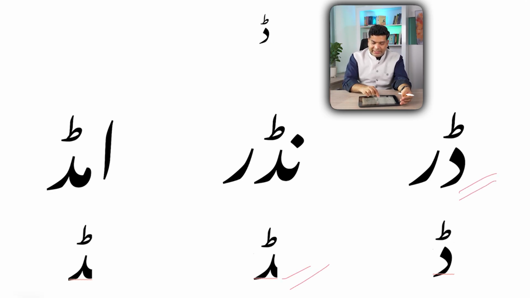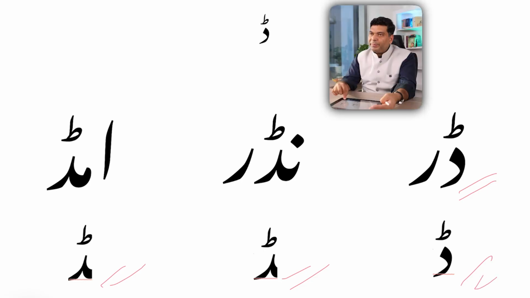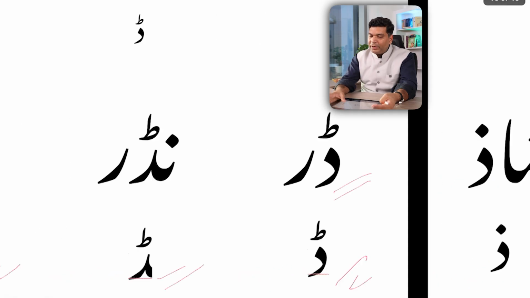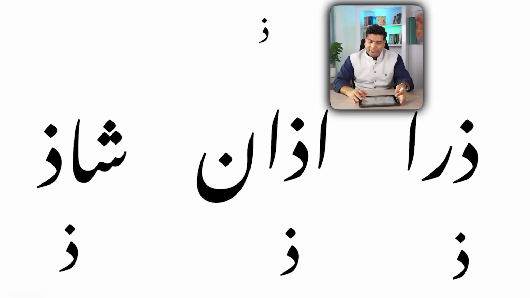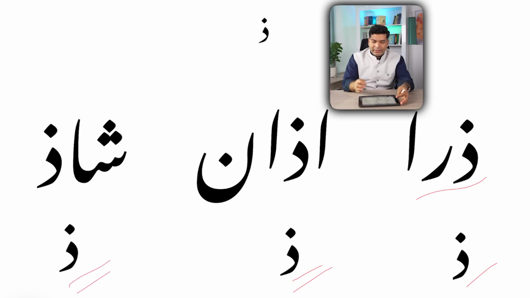In the middle, which is in Nidar, and in the third word, which is Umad, it appears similarly. So it is a very similar representation and does not change shape, whether in the beginning, middle, or end. If we check the same thing with Zal, Zal also follows a similar pattern. The first word is Zara, and in that you will find Zay appearing the same. The second one is Azan. Again, it appears similar. In the third one, which is Shaz, it also appears similar.